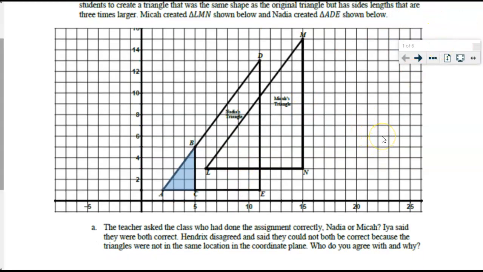So then the teacher asked the class, who did it correctly? Nadia or Micah? And Aya says they were both correct. Hendricks disagrees and said they couldn't both be correct because the triangles were not in the same location on the coordinate plane. Students in class have already had a chance to discuss this, so now we're going to turn it into a class discussion. Who do you agree with and why?